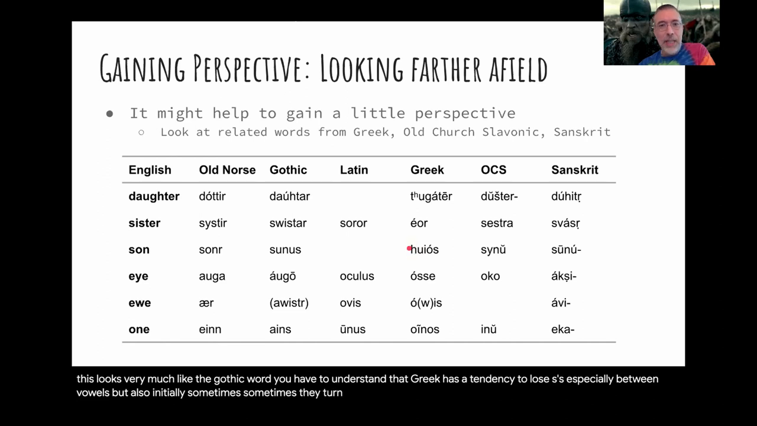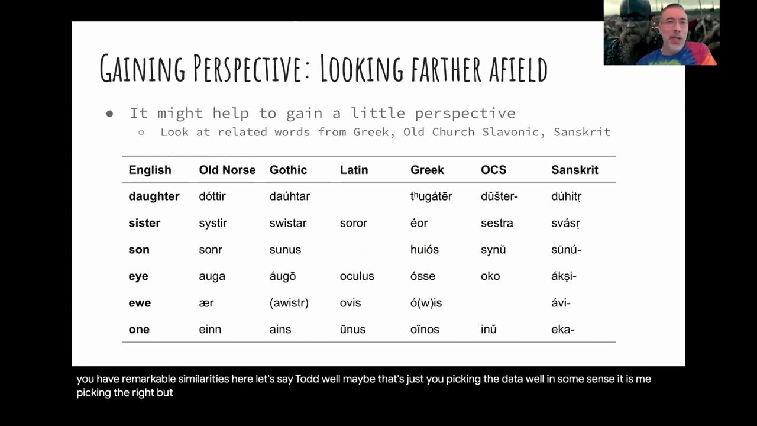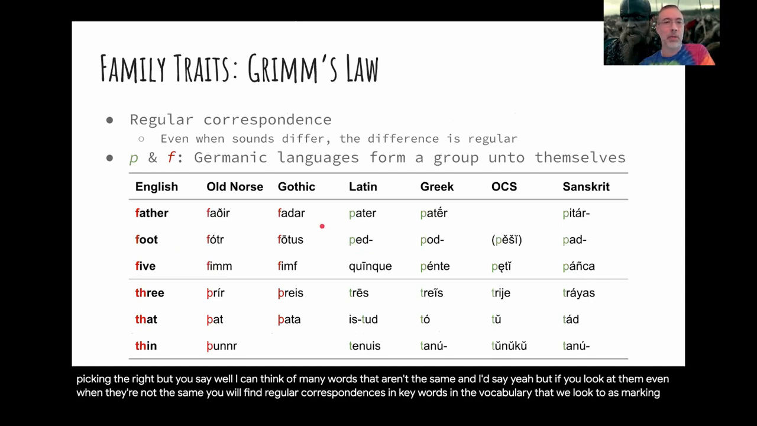Sometimes they turn into H's, which is what happens here, right? But if you look across here, you have remarkable similarities. You'd say, Todd, well, maybe that's just you picking the data. Well, in some sense, it is me picking the data, right? But you say, well, I can think of many words that aren't the same. And I'd say, yeah, but if you look at them, even when they're not the same, you will find regular correspondences in key words in the vocabulary that we look to as marking relatedness between languages.